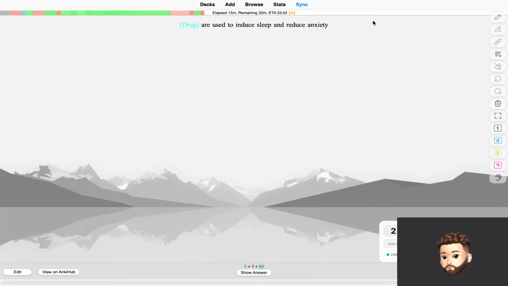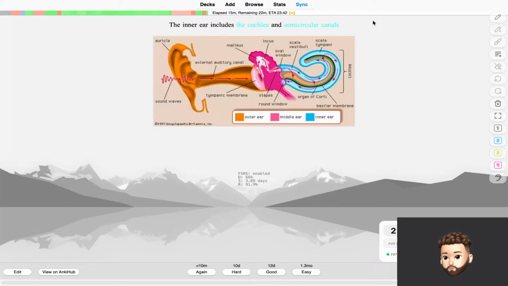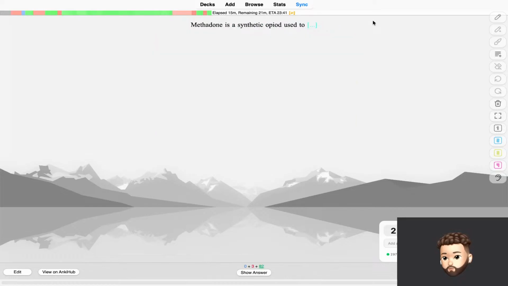Barbiturates. Should have just gone with my instinct. The inner ear includes the semicircular canals and cochlea. Methadone is used to fend off addiction.